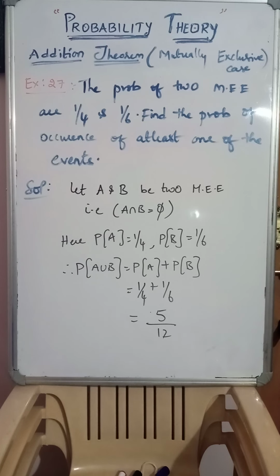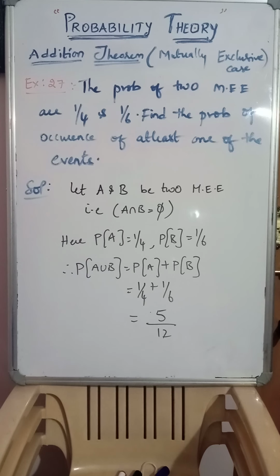So let A be the first event and B be the second event, and both A and B are two mutually exclusive events. As you all know, whenever events are mutually exclusive, the intersection between those events must be the null set. Remember, A intersection B will always be null. And see, given P of A equals 1 by 4 and P of B equals 1 by 6.